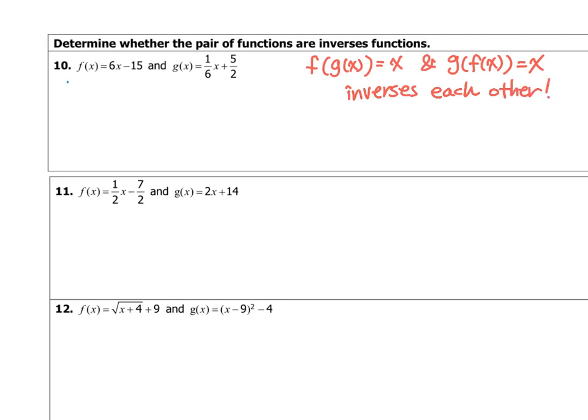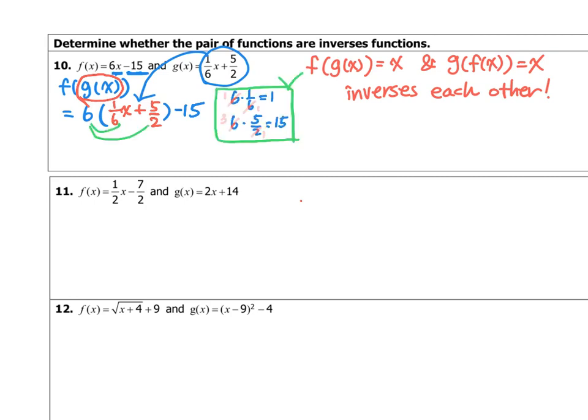So number 10, let's do f of g of x first. So 6, and instead of your x, you're gonna key the whole thing of g of x inside of the parentheses. So 6 times (1 over 6 x plus 5 over 2). That is the same as g of x. Then finish off from f of x, subtract 15.